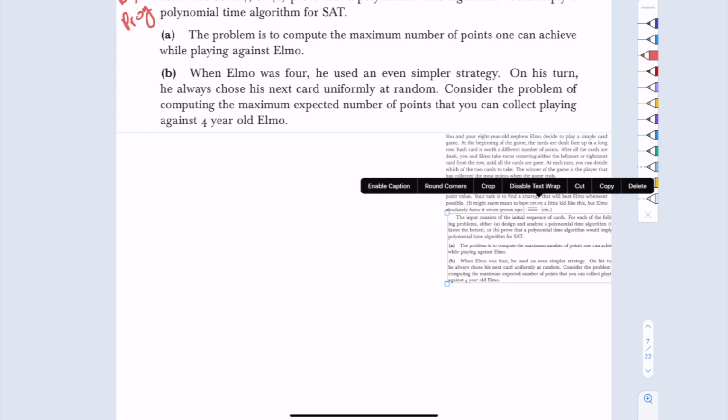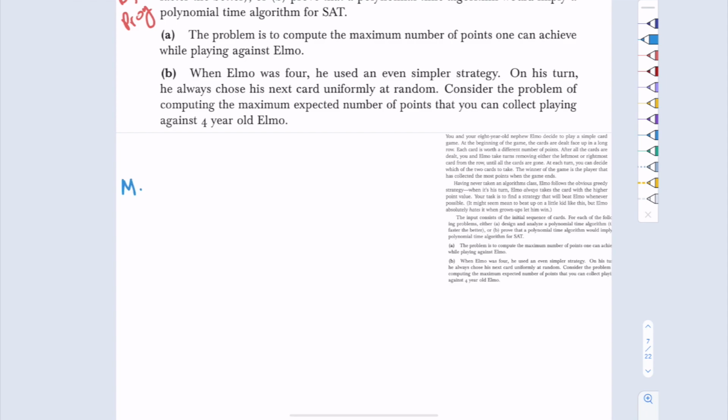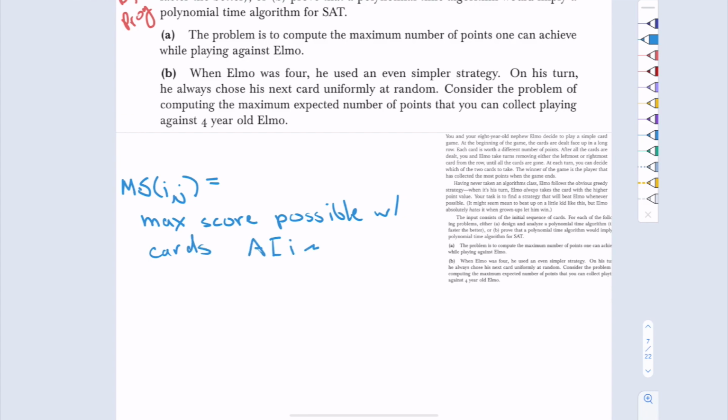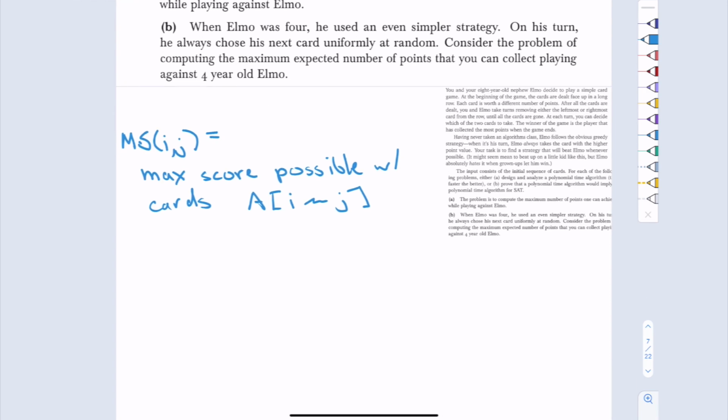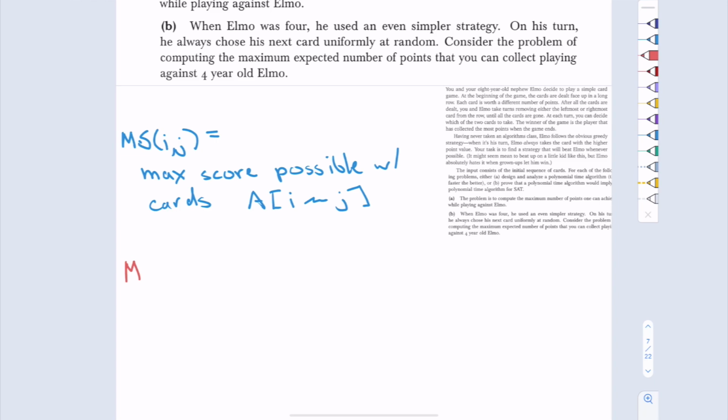Yeah. You have your algorithm that takes parameters i and j, which is going to be the max score we can get from cards within the indices i and j. Okay, so I'll write MS for max score, and I'll define that as the max score possible with cards A, i through j. I saw many people had something like this when I walked around. As usual, sorry for the handwriting.